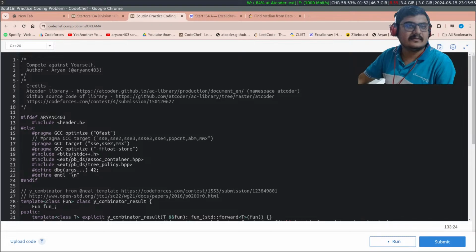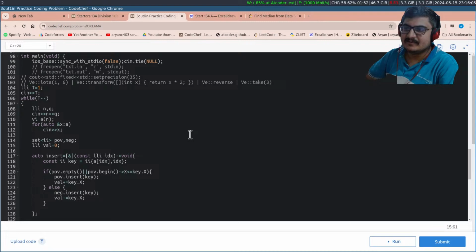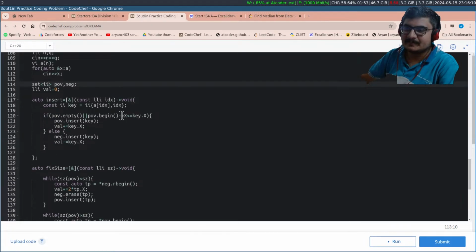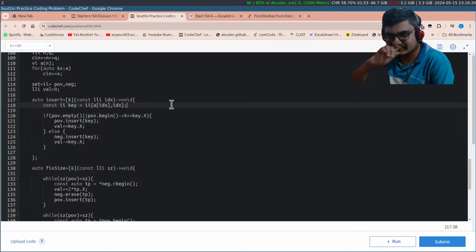So I have pretty much used a well-known trick to make all the elements distinct. Ideally you can use a multiset, or you can use a pair of elements where the first value is the required value and the second value is the index. So if you notice, the value I am inserting has the first element as the value and the second as the index, and all the indexes are distinct. So set works.